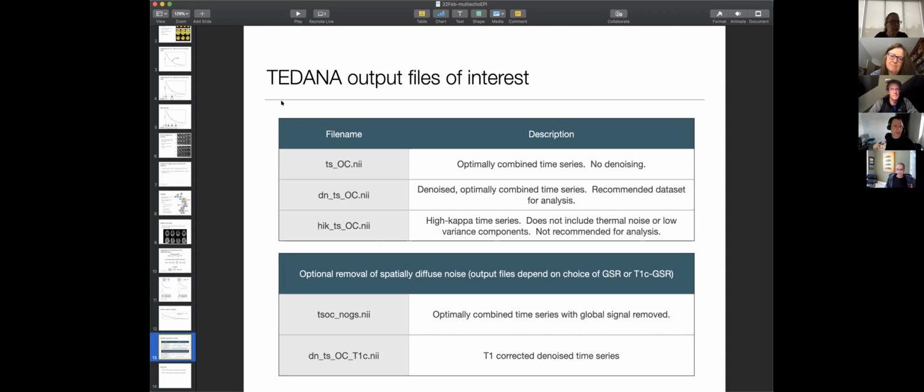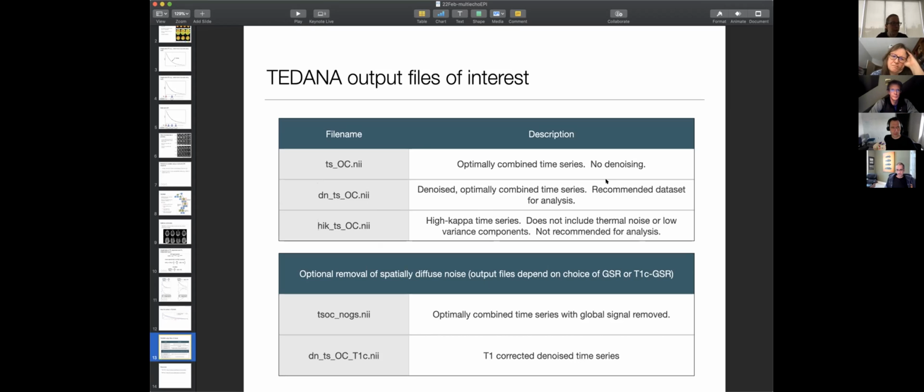Okay. So in terms of what Tadana outputs, it does output a lot of the intermediate steps. So if you don't want the final output, you can potentially pull back and find an intermediate output. It doesn't delete them all; they are given to you. The main three: you can just have the optimally combined time series with no denoising. If you want to go down your own route in terms of how best to denoise, it will just give you the weighted average.